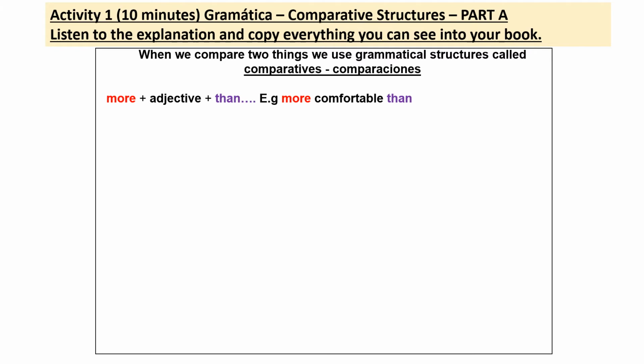So in English, you would say more, followed by the adjective, followed by than. For example, more comfortable than. In Spanish, the equivalent of that, más, adjective, que, for example, más cómodo que. So the adjective is in the middle of the más and the que.